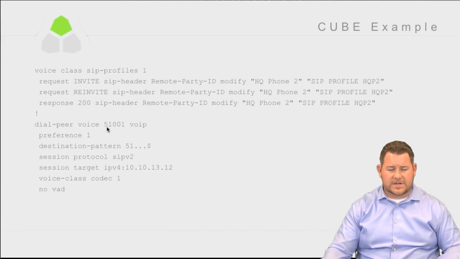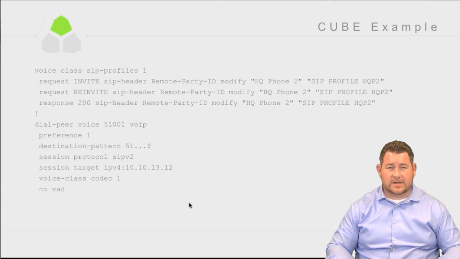And then lastly here we see a dial peer. We've got dial peer voice 51001. We're saying preference 1. So that means that's a higher preference. And if there's a dial peer without a preference command and the same destination pattern, then the preference 0 will be higher than that one. So let's see what's next after that. We've got destination pattern 51..., session protocol SIP. Of course, we're saying SIP v2. And now session target 10.10.13.12. This is going to be the subscriber, the HQ subscriber here.